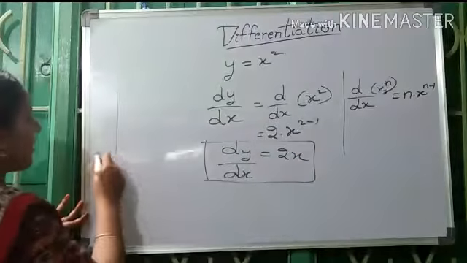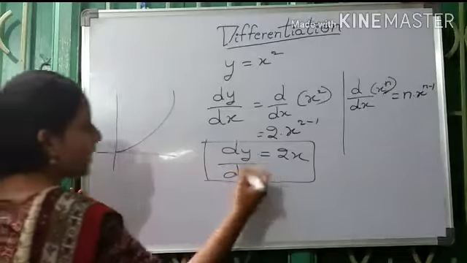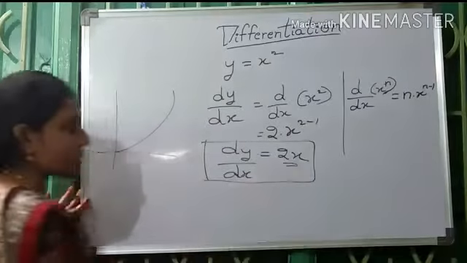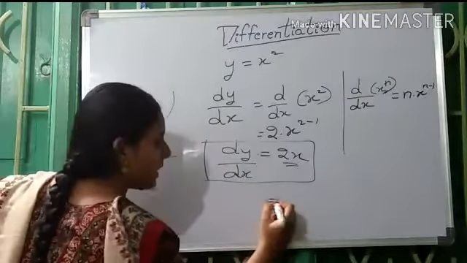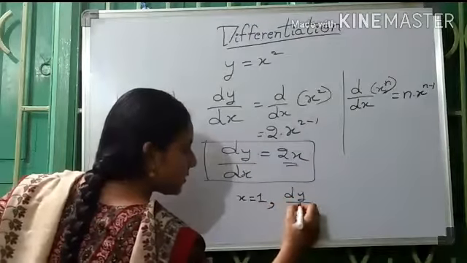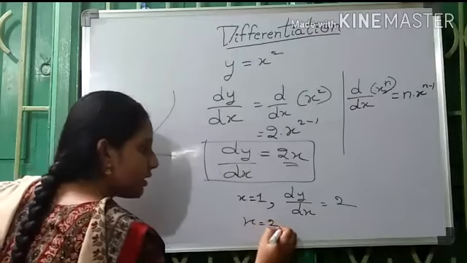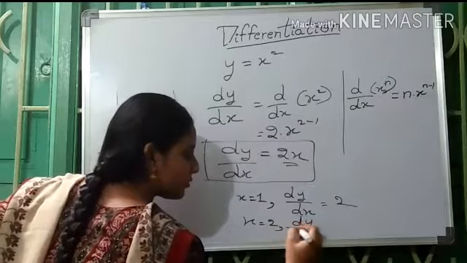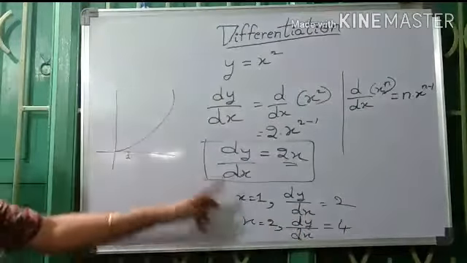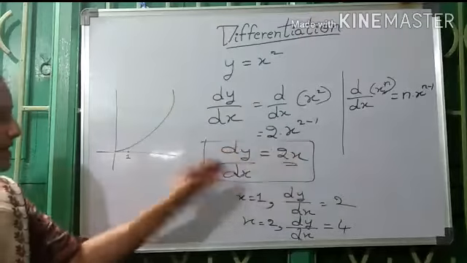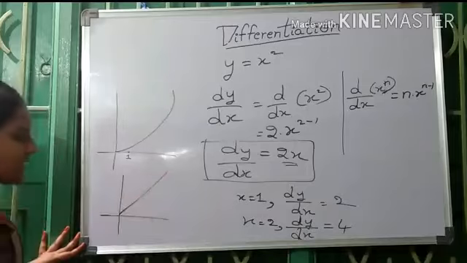The slope of the graph which we saw before changes according to dy by dx is equal to 2x, because at point x is equal to 1, the slope would be dy by dx is equal to 2. At x is equal to 2, dy by dx is equal to 4.